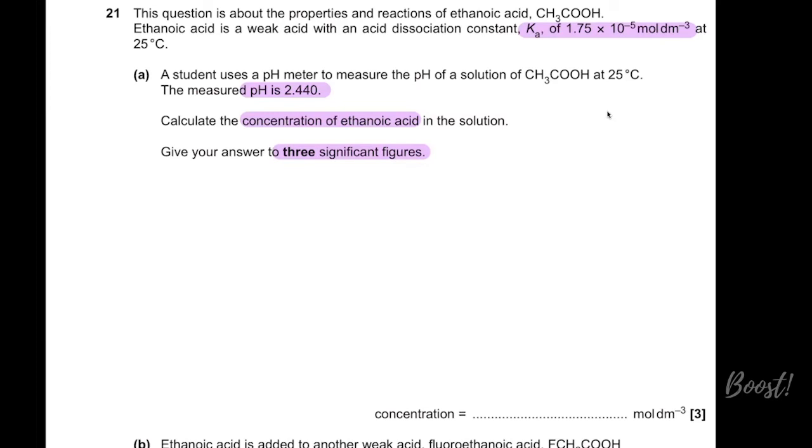We still need to use the same equation we just looked at for rearranging the acid dissociation constant. So we need to start with the concentration of H plus equals 10 to the minus pH, because that's what's going to give us our first piece of information. So 10 to the minus 2.44, and that will give us our concentration of H plus ions. So that's 3.63078 times 10 to the minus 3.